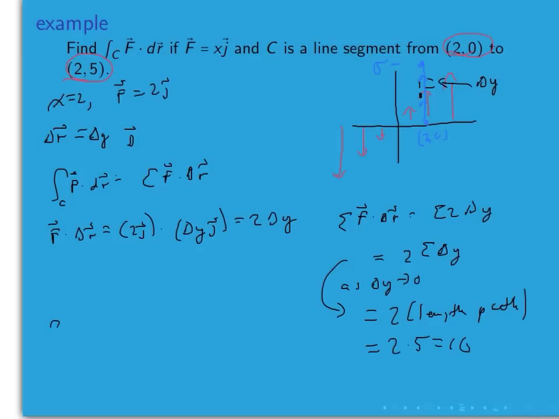So finally, the line integral of the vector field f dot dr is equal to 10. And notice that something very, very special happened here. The path was everywhere exactly the same direction as the vector field. Further, the vector field was constant. And so things turned out very nicely.